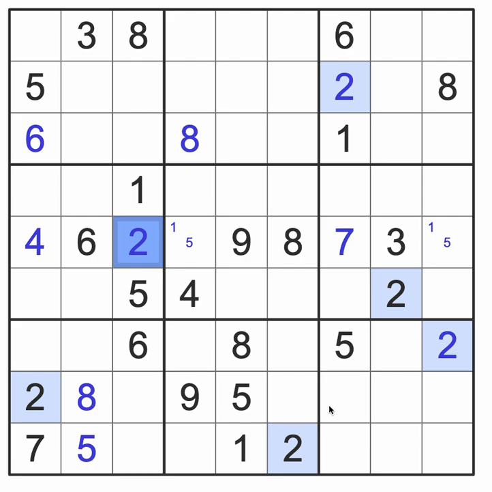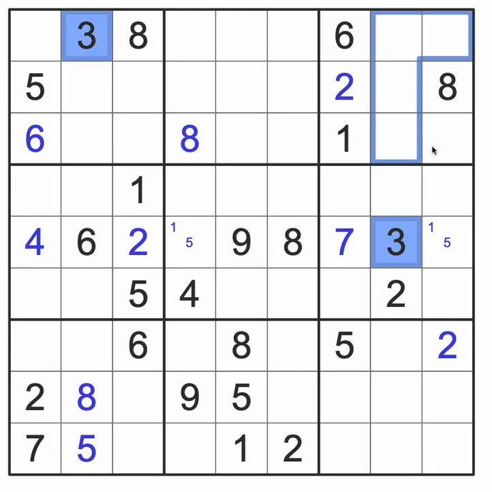Okay, and I can place 3 in box 3. This 3 blocks this. This 3 blocks this cell. Gives me 3 here.